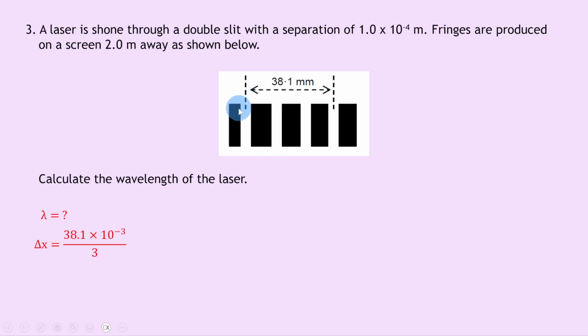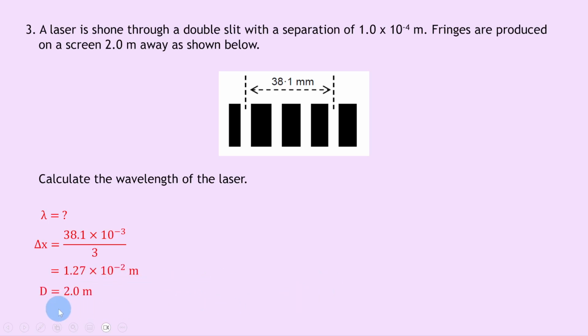So if we go from here, which is between two fringes, to this point here between another two fringes, then that would be one gap. Then you can see from here to here, that would be another gap, and from here to here, that would be another gap. So we've got 3 gaps between adjacent fringes that fit in this distance. So we can therefore say our delta x is 38.1 times 10 to the minus 3, that's just changing the millimeters into meters, and we can divide that by 3 to get 1.27 times 10 to the minus 2 meters.